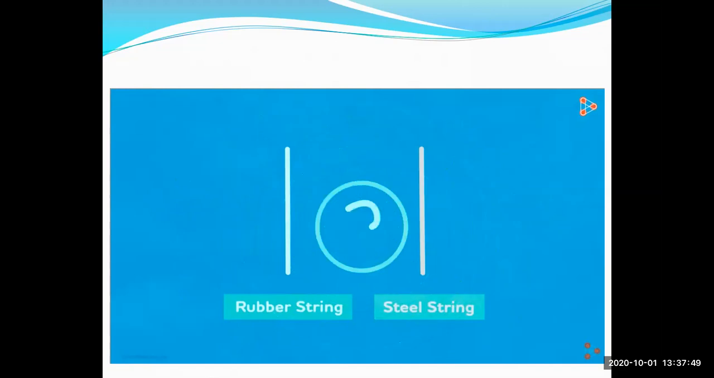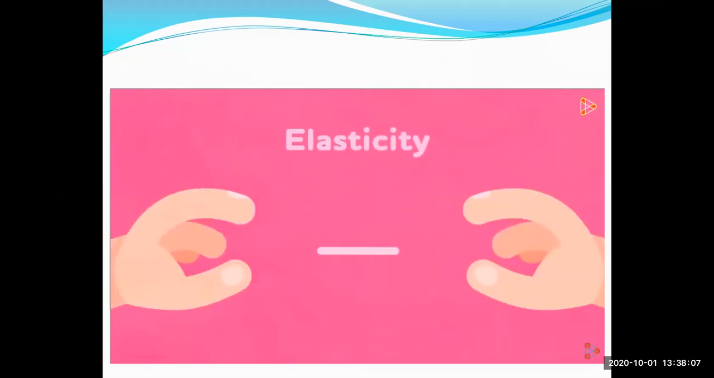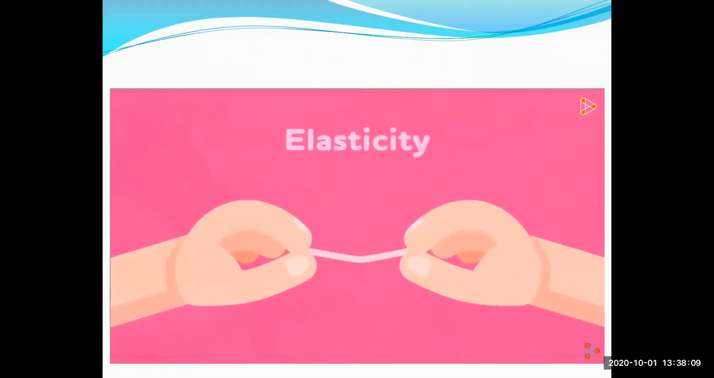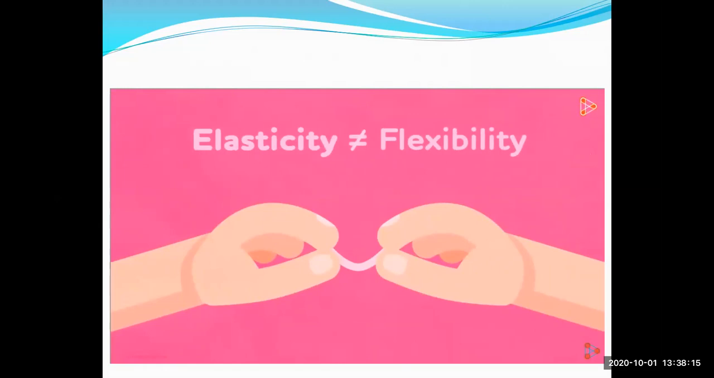So, which one would you say is more elastic? Steel or rubber? You would think that the obvious choice has to be rubber, but unfortunately, that's incorrect. There is a general misconception that a lot of us have about elasticity. We think that the more the object gets stretched or compressed, the more elastic it is. But elasticity is not the same as flexibility.